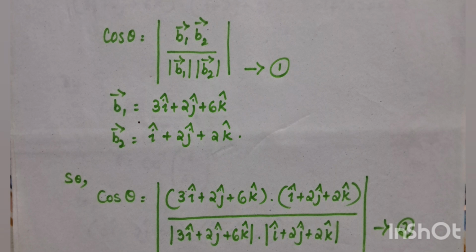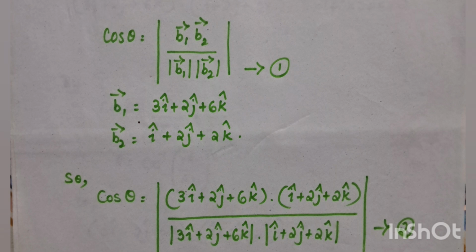Now from the question we know the values of b1 vector and b2 vector as shown in the video. So cos theta will be equal to (3 i cap plus 2 j cap plus 6 k cap) dot (i cap plus 2 j cap plus 2 k cap) by modulus of (3 i cap plus 2 j cap plus 6 k cap) into modulus of (i cap plus 2 j cap plus 2 k cap), and the whole modulus again. Let us take it as equation number 2.